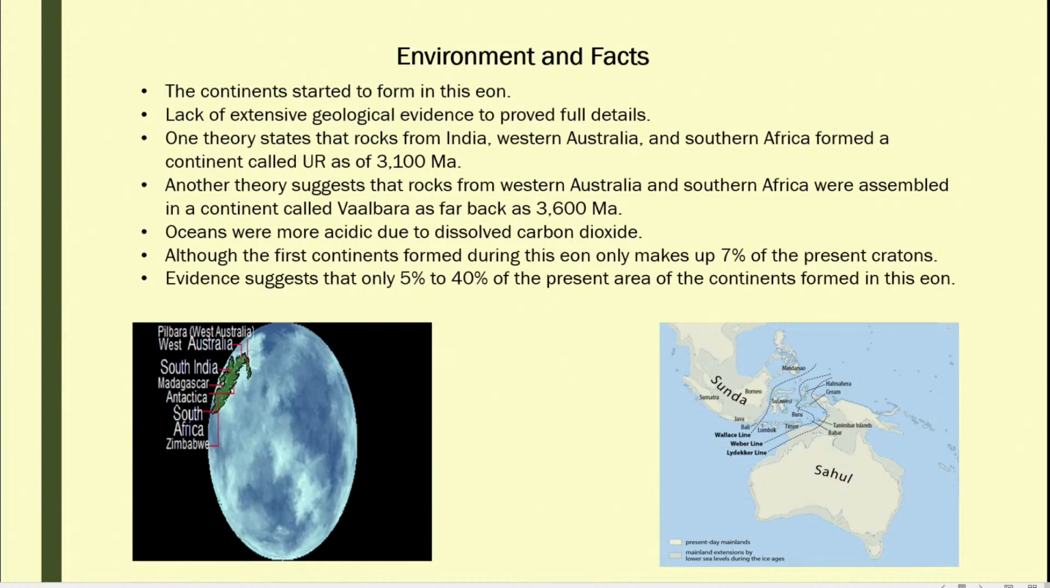Now, the oceans were more acidic due to dissolved carbon dioxide. So although the first continents formed during this eon, it only makes up about 7% of the present cratons. Evidence suggests that only 5% to 40% of the present area of the continents formed in this eon. So a very small amount of current day landmass was formed during this time.